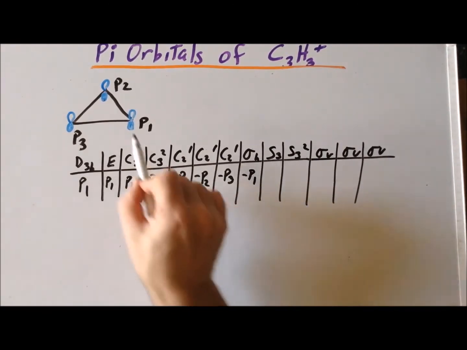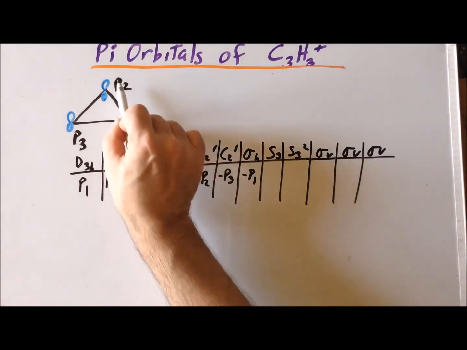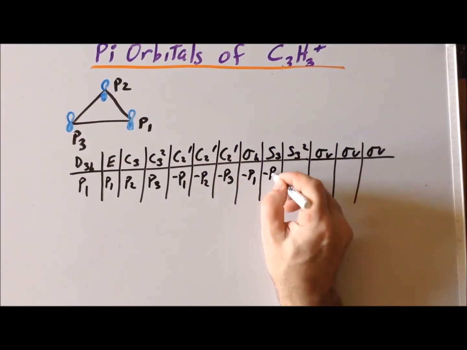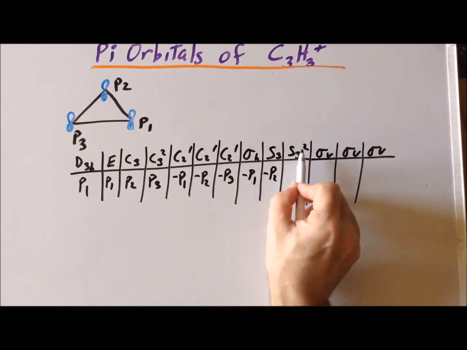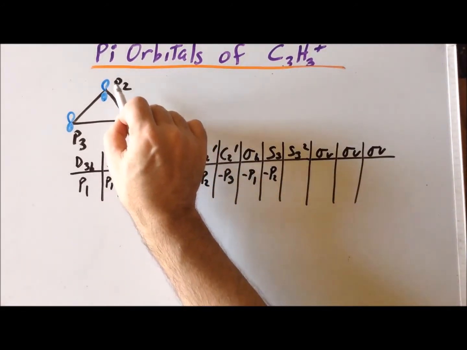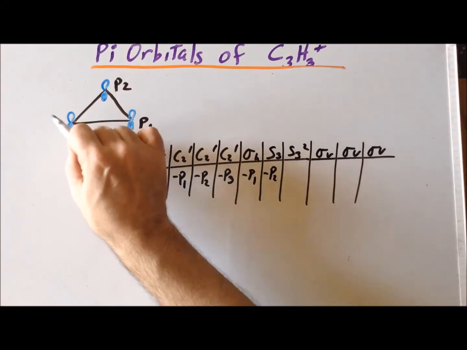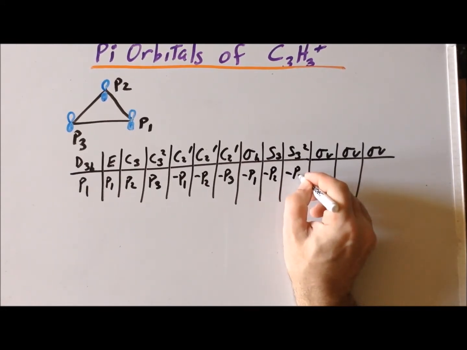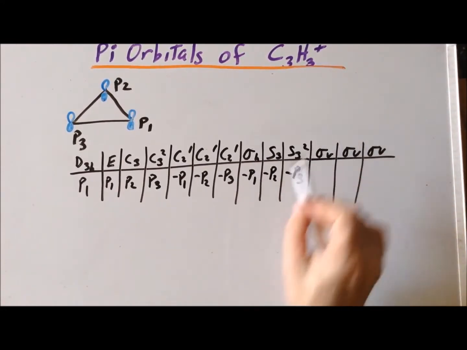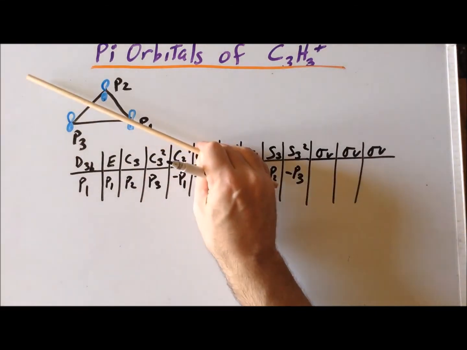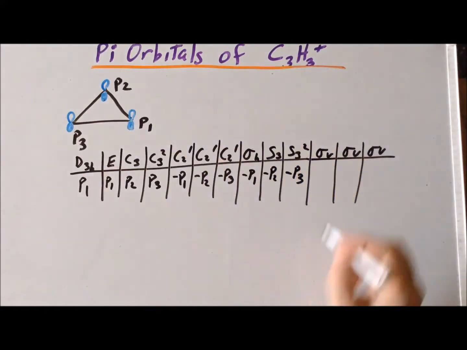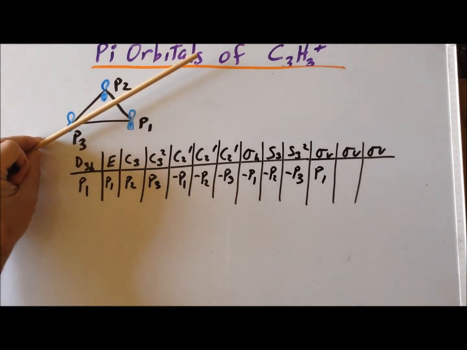Similarly, now we have S3. We do a C3, so P1 goes to P2, but since it gets reflected through the horizontal mirror, it turns into minus P2. And similarly for S3 squared, P1 goes to P2, then to P3, it flips over, gets reflected in the mirror plane, so it turns into minus P3. And for the vertical mirrors, one of them would be here, for example. Since it's a vertical mirror, it reflects P1 into P1 and it doesn't change its phase. And we get the same process. This turns P1 into P2.